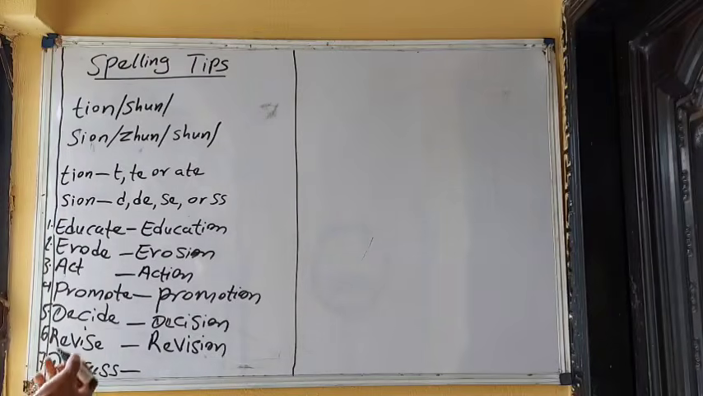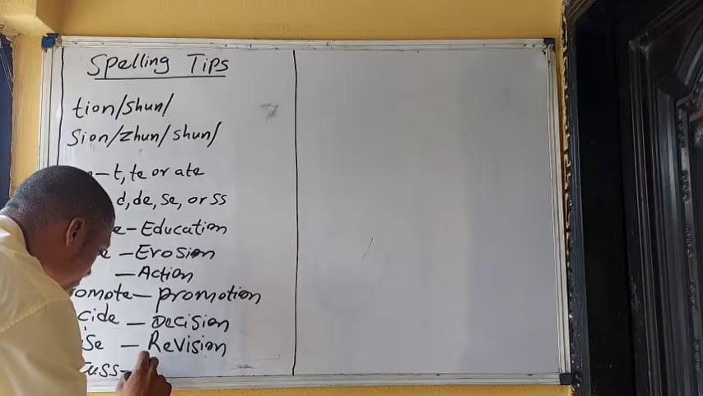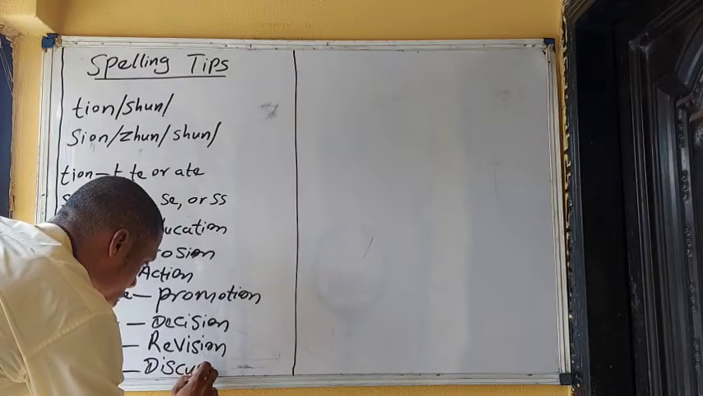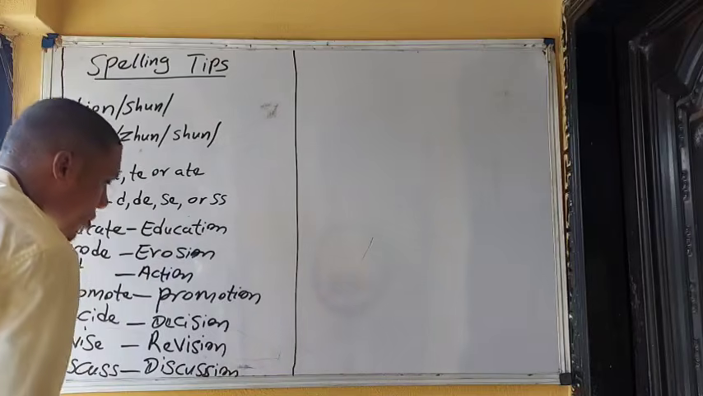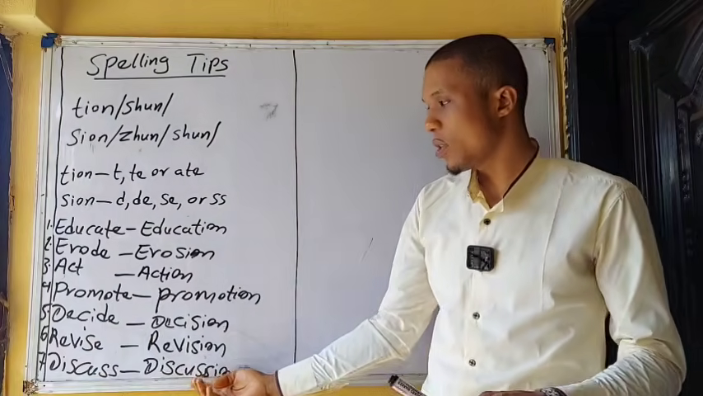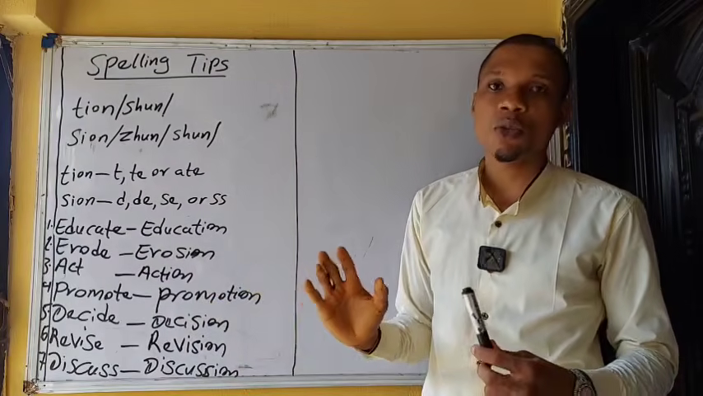We have discuss. So which of the tion are we needing? You answer that. Discuss. We have discussion. Is that clear? So we are having discussion. So this will give you the perfect idea of which of the tion you are going to be needing.